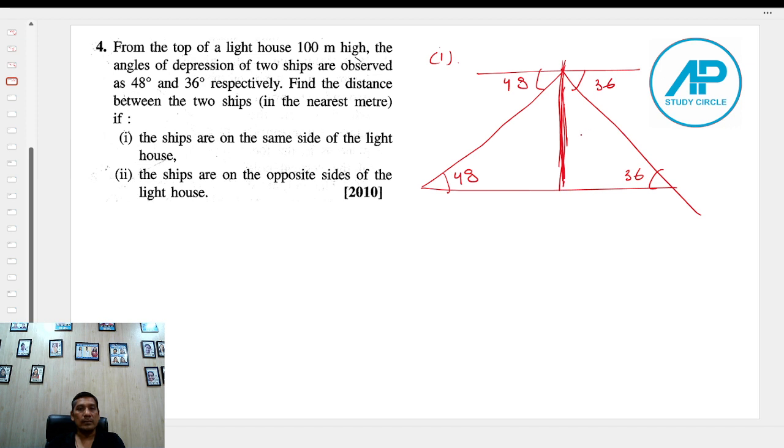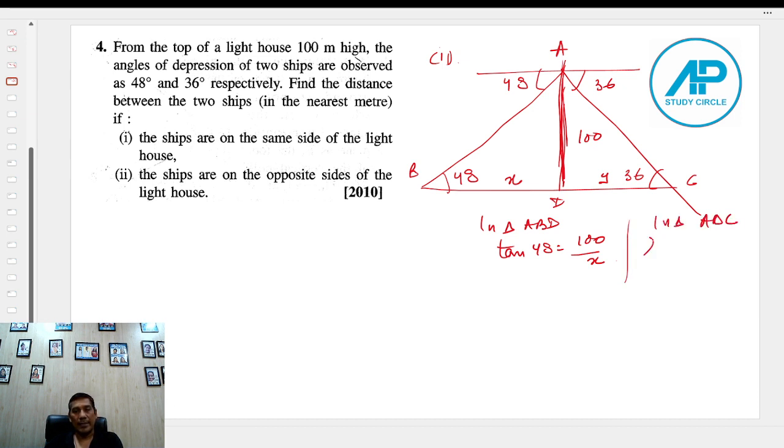The lighthouse is, this is your second diagram. क्या निकालना है आपको? दो शिप्स के बीच का डिस्टेंस फाइंड आउट करना है. एक बार ट्राइंगल एबीडी लीजिए. और एक बार ट्राइंगल एडीसी लीजिए.